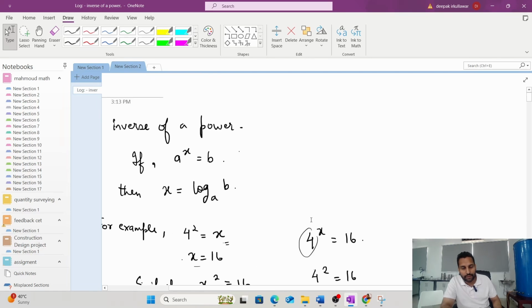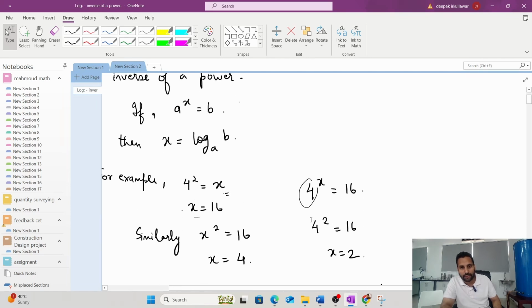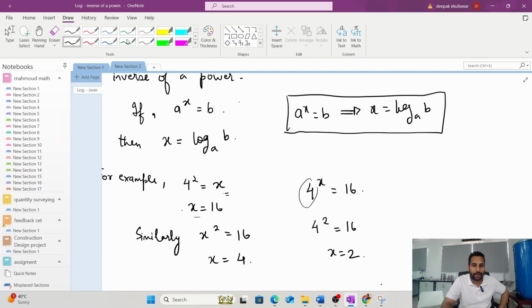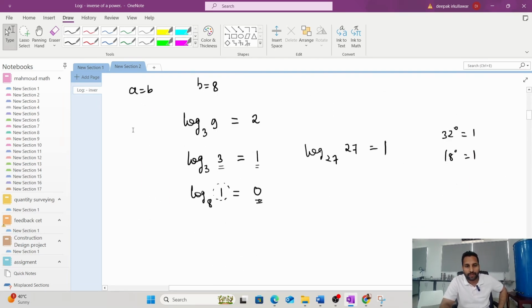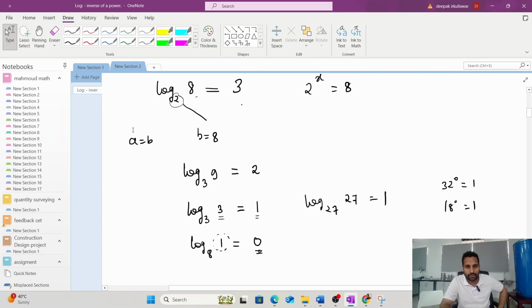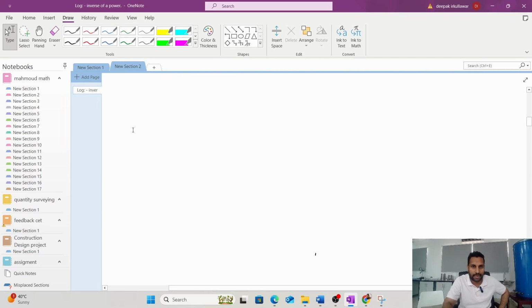The first law we have understood: a to the power of x is equal to b. If you have a to the power of x as b, you can represent this as x is equal to log base a of b. This is the first thing you need to remember, and this would be given in your formula booklet. These are the basic things which you need to understand. After that, you need to know a few terms.